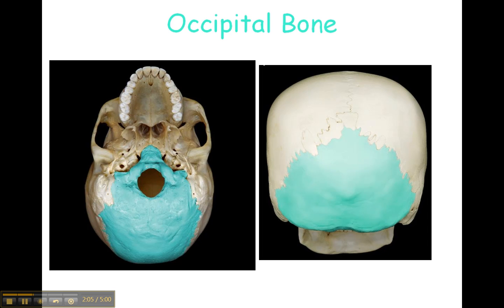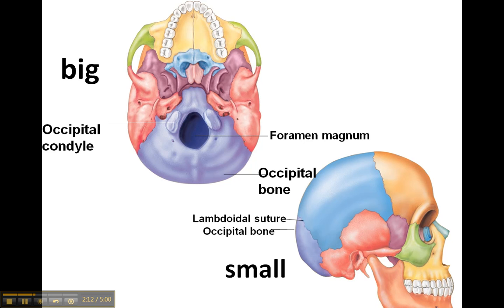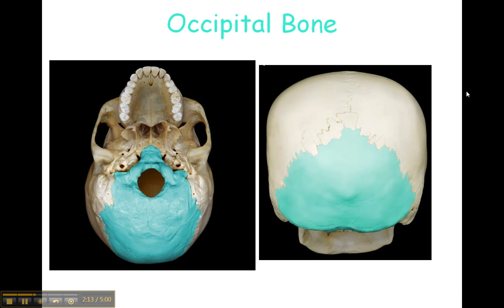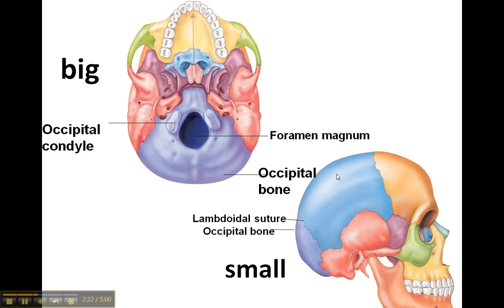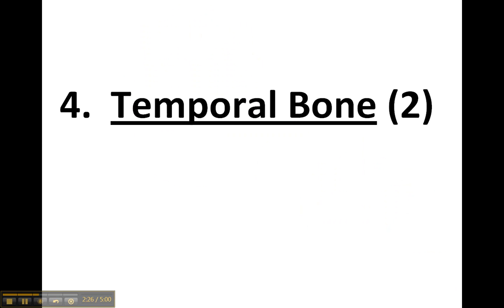Here's a view of the occipital bone on an actual skull. Oh, let me go back. Do you see right here these little bones? These are Wormian bones or sutural bones. Remember we talked about the type of bones. Here's another view. And there is another video for the temporal bone.